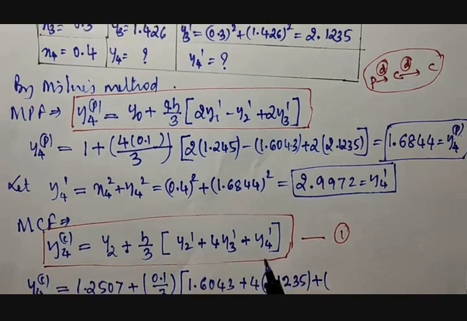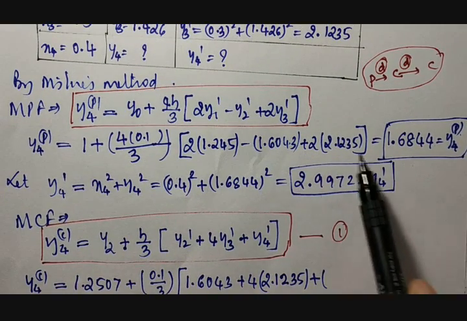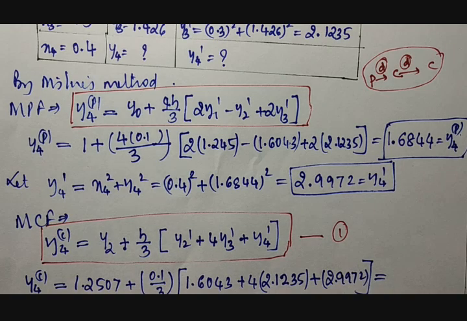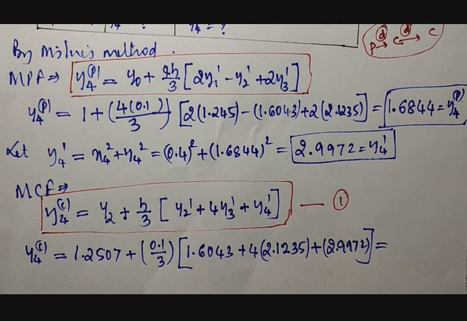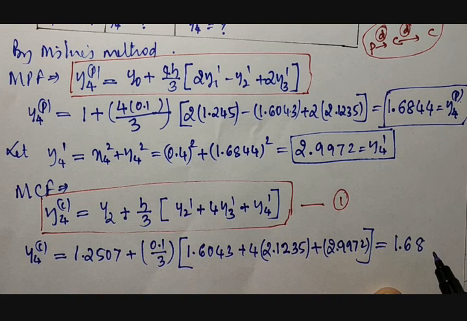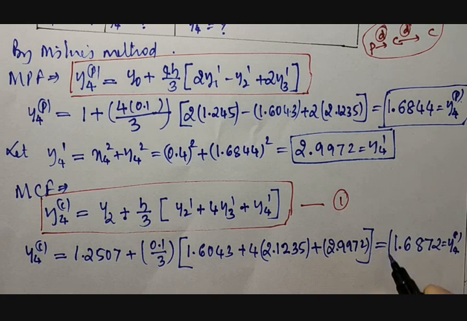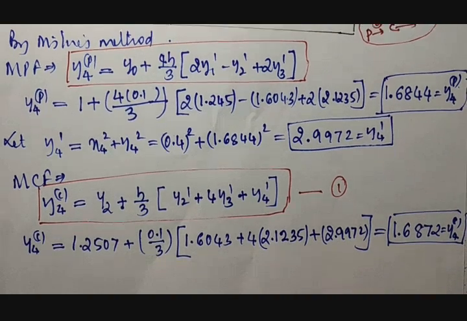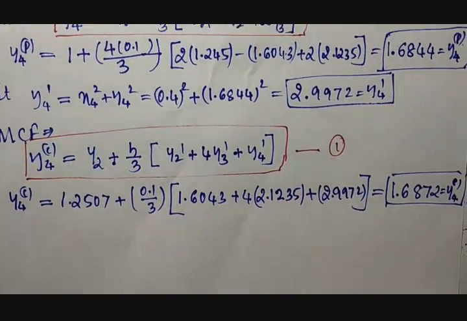Then from where will it be taken? The recently obtained value, means this has to be considered. That is 2.9972. Then overall, if we calculate this, the result will be equal to 1.6872. This is correction to y4. If we compare our prediction and correction, it is a matter of 0.003 difference. Means it is a huge difference in numerical solutions.